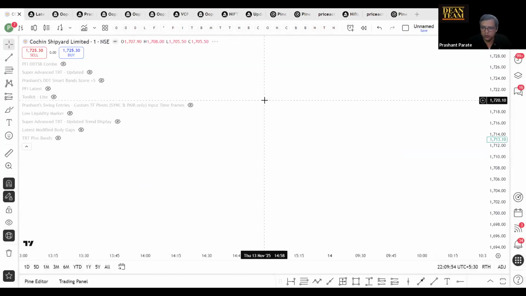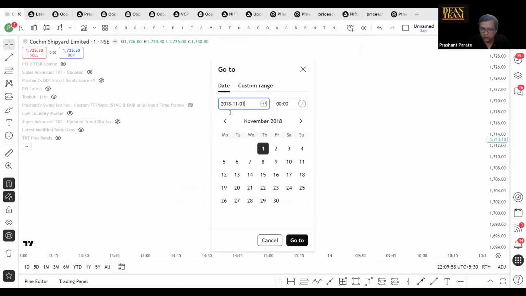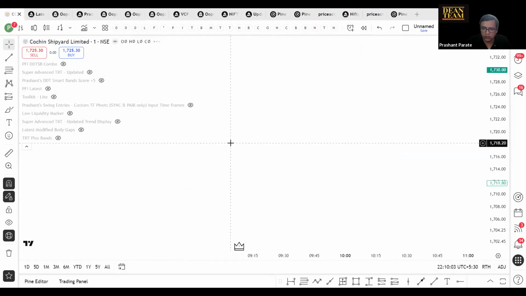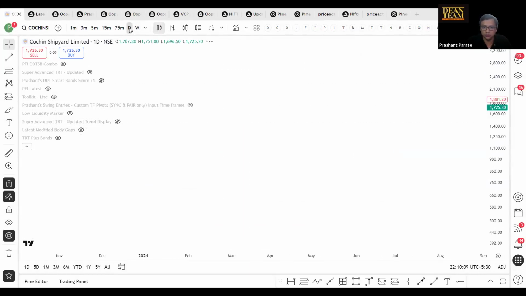So I will show this. Okay. Now let's check from this date. I don't know what had happened in 2018 in this. Is this an intraday chart? Yes, intraday chart. That's why the dates are not changing.